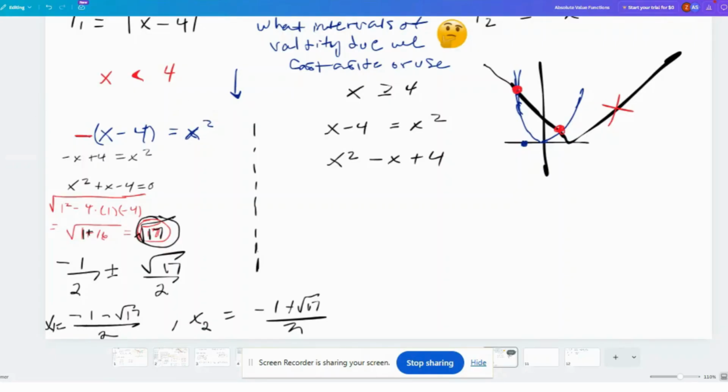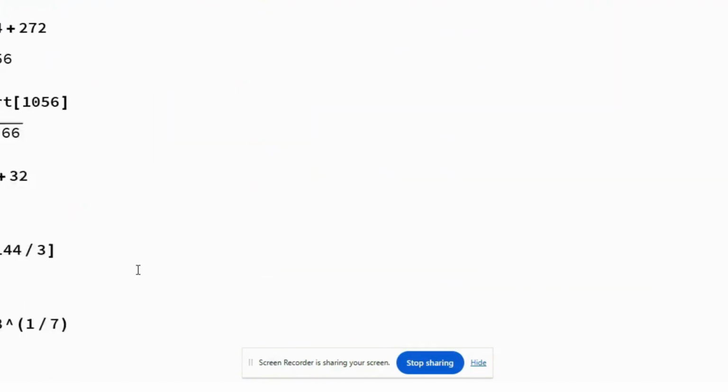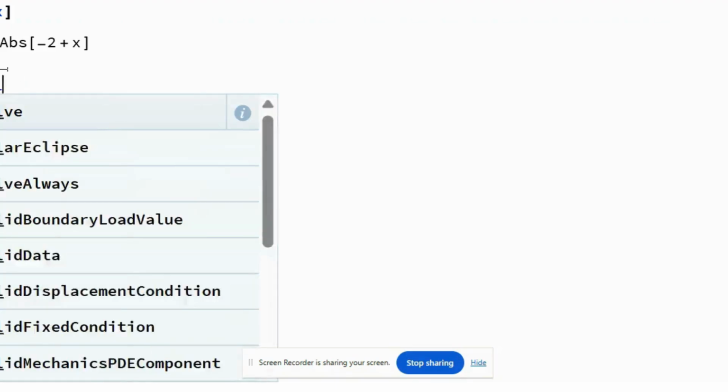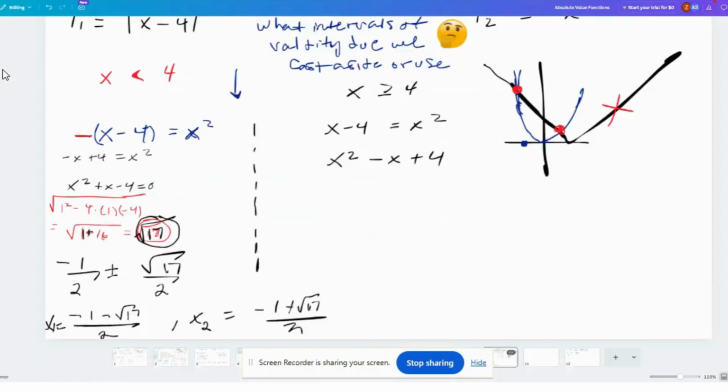So I'm going to actually solve it in Mathematica real quickly. Another way we can finish it off, of course, just to show you that we are not limited as mathematicians. So let's solve. Look at that. x squared, is it minus or plus x? Let's see. Whoops. I shouldn't just do that. This is going to be plus x minus 4.